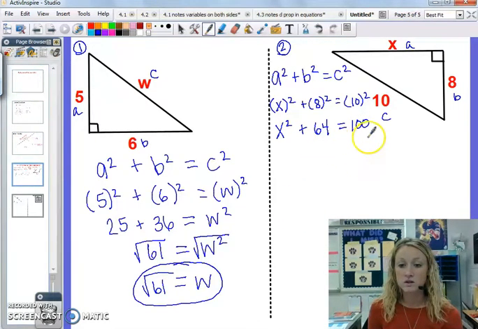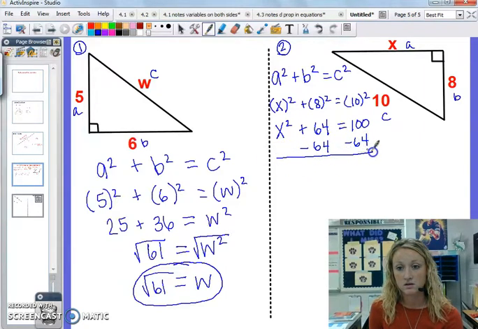Okay, this one looks a little different, but I still know how to solve. I need to remove my constant by using inverse operations in order to isolate the variable. So I'm going to subtract 64 from both sides. So now I have x squared equals 36.